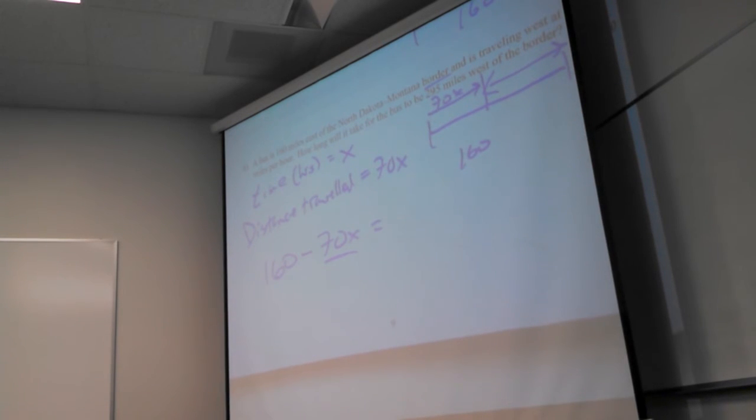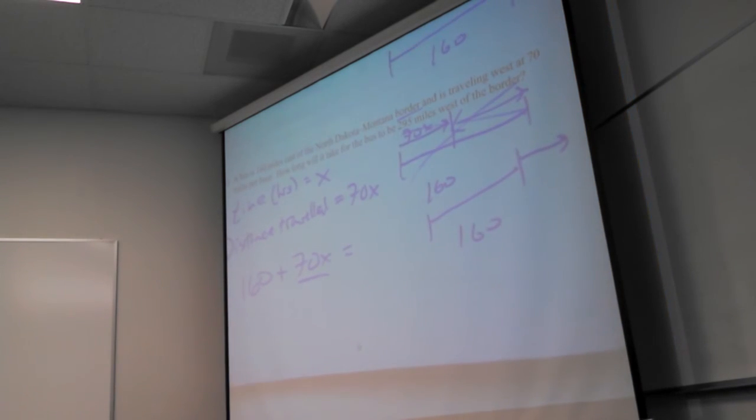So if we're going away from the border, we're getting further away. The way to salvage this, all I have to do, instead of subtracting how far we've gone, is add how far we've gone. Cool. So that's the total distance. So we're 160 miles away, and then we're adding more distance on because we're going away from it. Right? I wasn't paying attention to my east and my west. Equals 290.